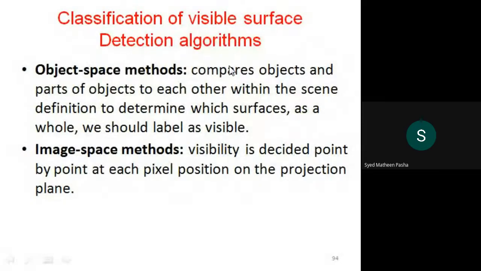In object space, it compares objects and the parts of the object to each other within the scene definition, so that you determine which surface consists of what kind of lines, that is, visible or invisible lines. Coming to image space, visibility is decided point by point at the pixel position. As I told you, the screen coordinate comes into the picture only in image space, but in object space, the complete object is exposed.